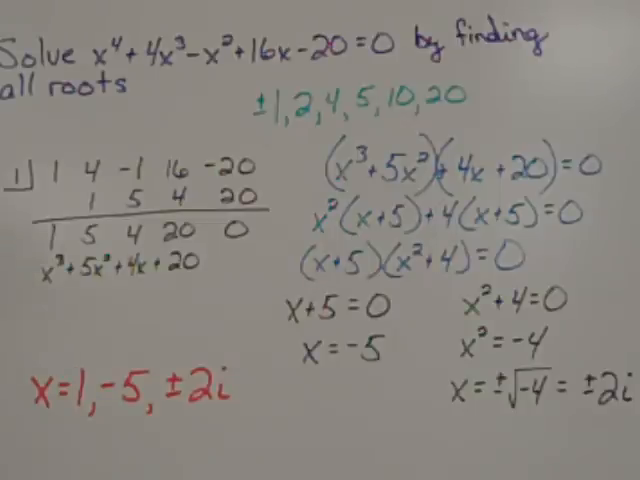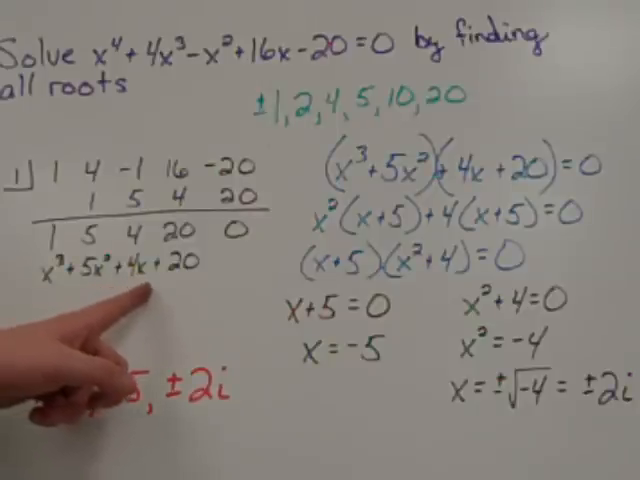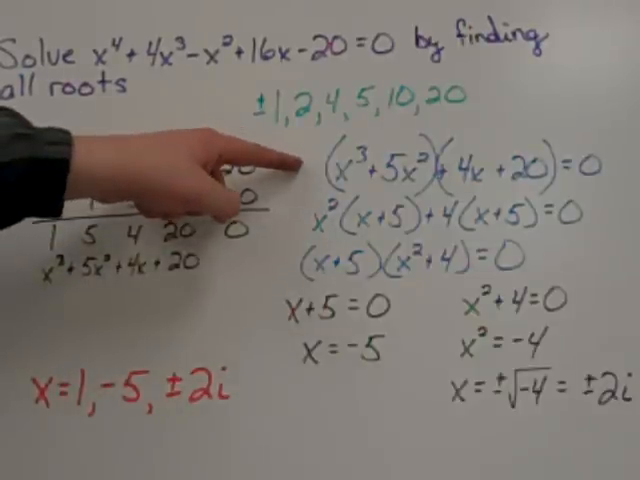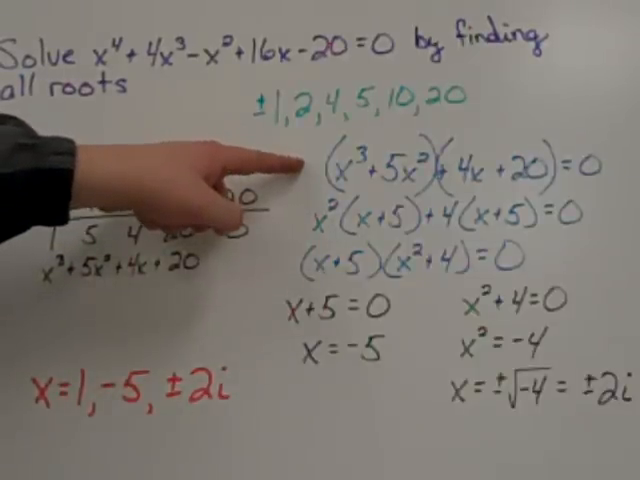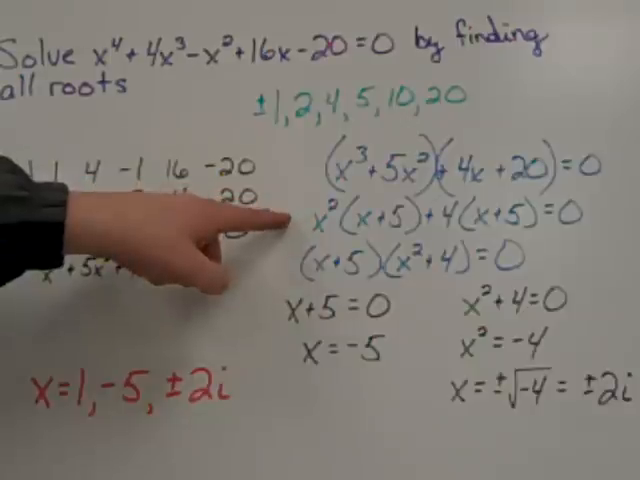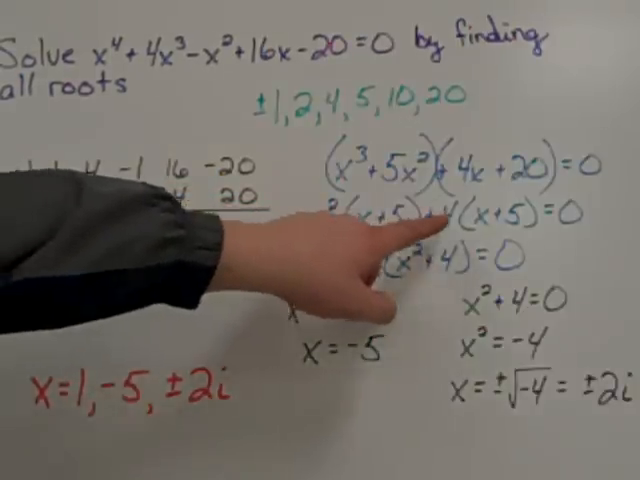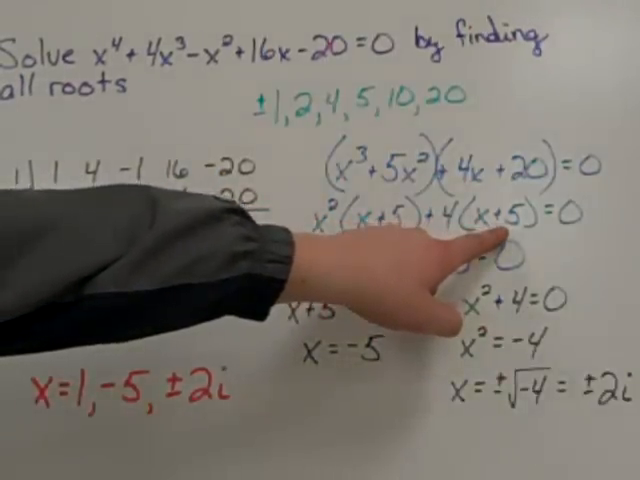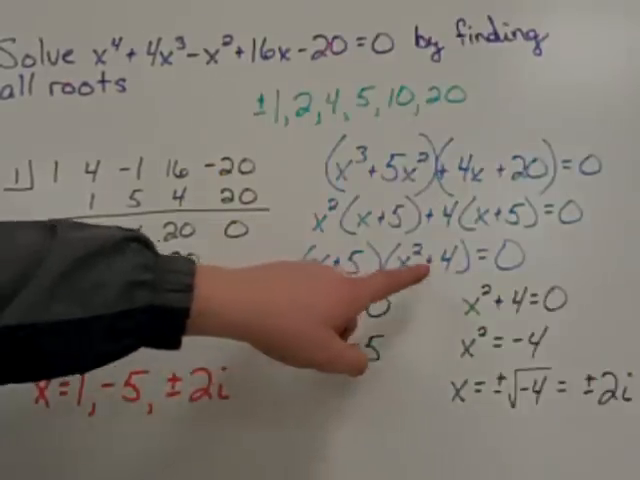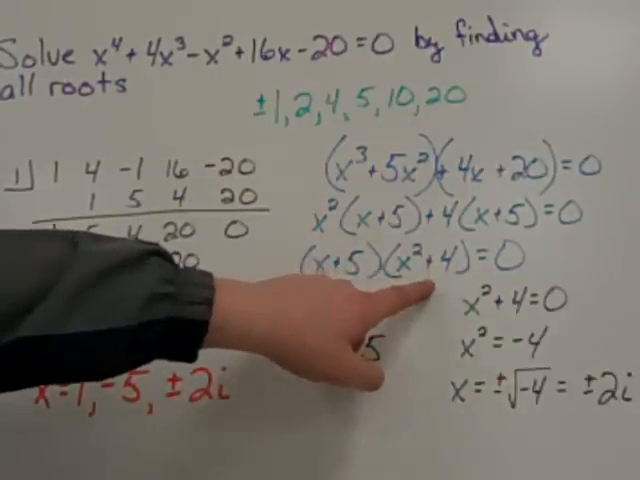Now, luckily for me, 1 worked. I got a remainder of 0, so I knew that it was a solution. Now, looking at this line here, it tells me I've got x cubed plus 5x squared plus 4x plus 20. So again, I tried to factor it, and again, it did work. I was able to group it up, took out the x squared, left me with x plus 5, took out the 4, left me with x plus 5. So, x plus 5 times x squared plus 4.